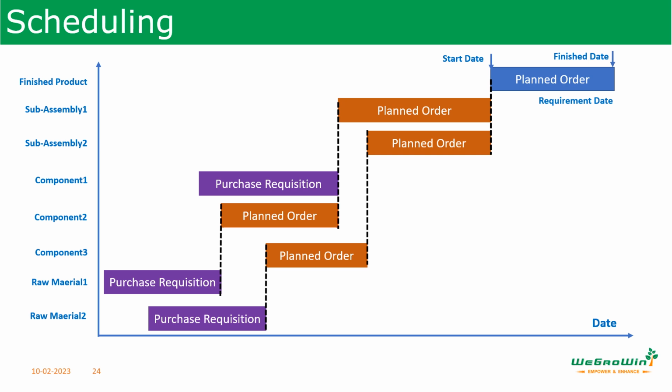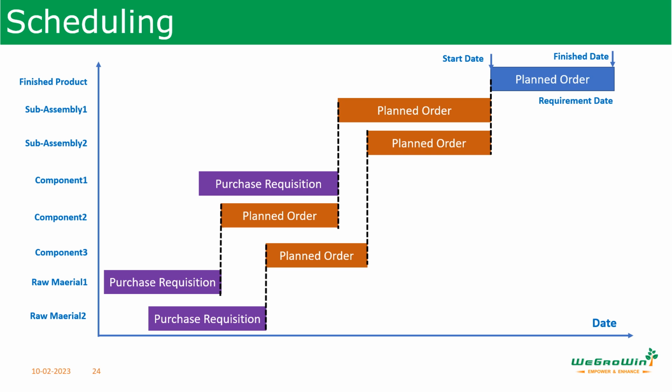Now sub-assembly 1 starts on a specific date, and to produce it we need a component 1 that is purchased. So based on the lead time, there will be a purchase date for the particular component 1, right? That is the scheduling for this sub-assembly 1. For sub-assembly 1, another component 2 is required. That component 2 is in-house production, right? To produce that component, we need raw material 1. So for raw material 1, we need a purchase requisition. So this is the day the purchase requisition has to start.